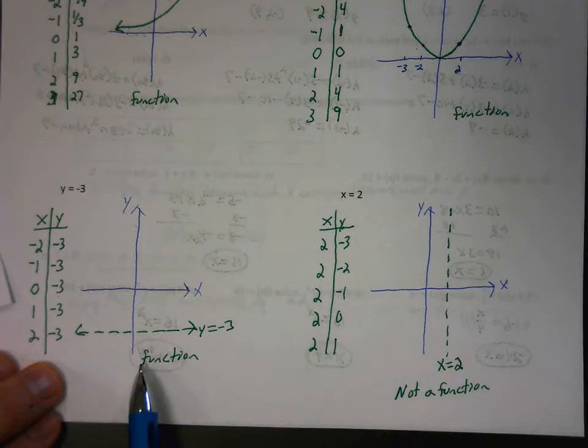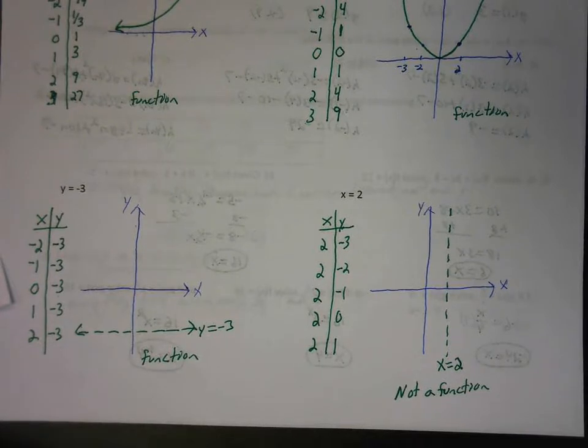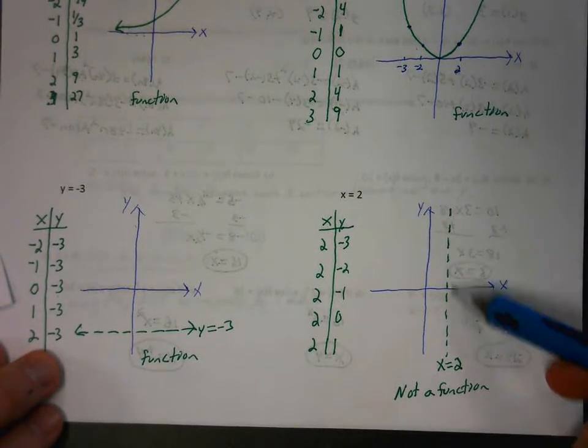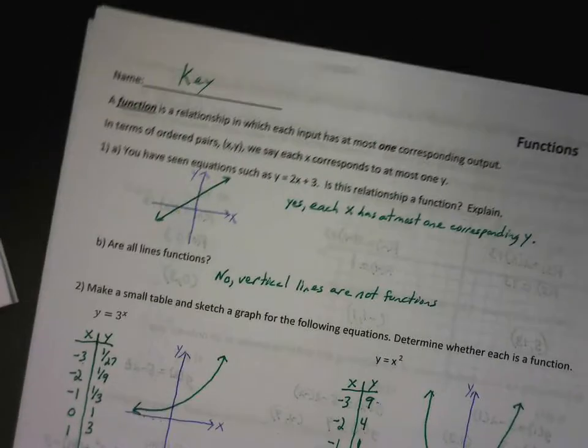Now if I ask you if x equals 2, what's y? You could give me any of these values for answers. So the x value of 2 has more than one y value, so it's not a function. Again, it's a vertical line. Remember, the vertical line is undefined slope. Okay, so moving on from this.